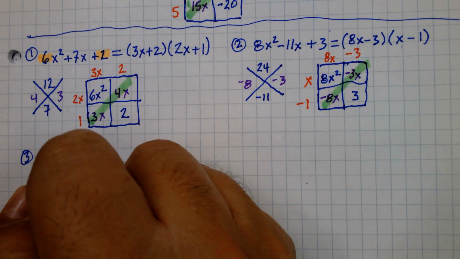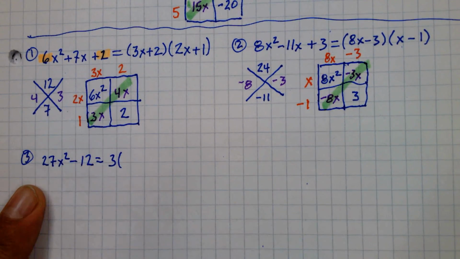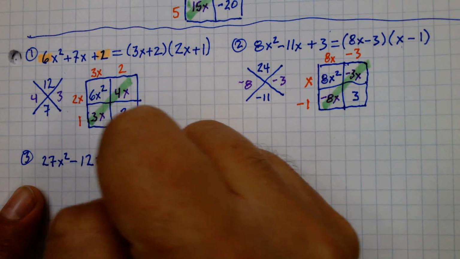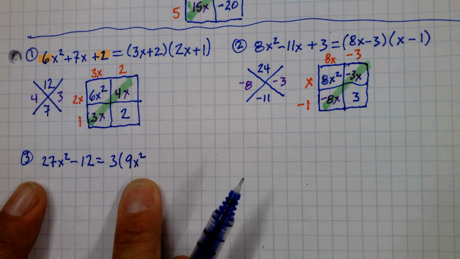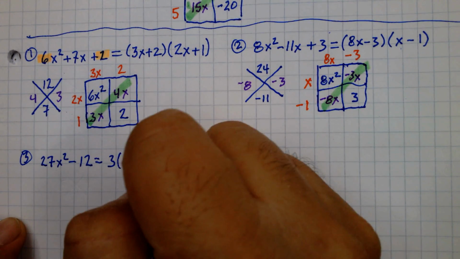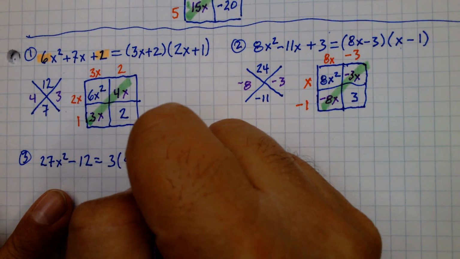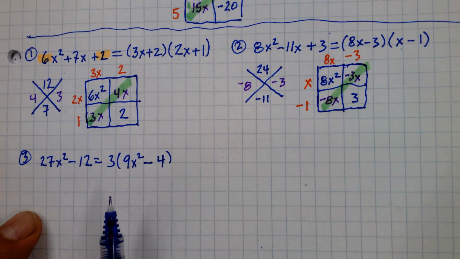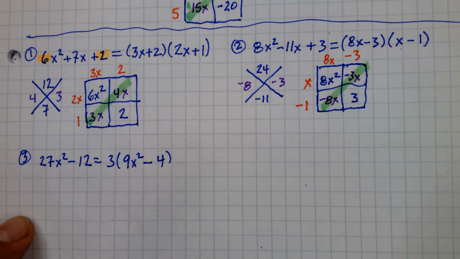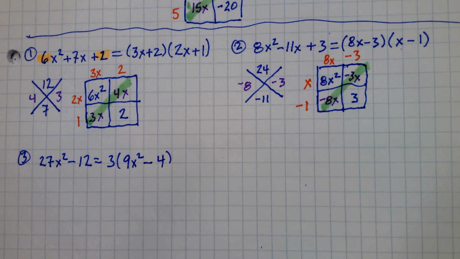Let's factor out 3. And then leave the rest of it in there. And so that would be 9x squared, right? 3 times 9x squared is 27x squared minus 4. Right? 3 times 4 is 12. Okay. Now, this isn't a trinomial, is it?